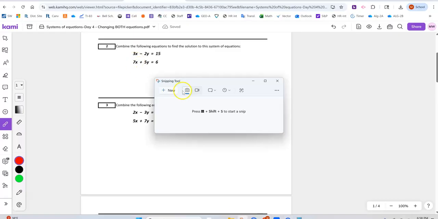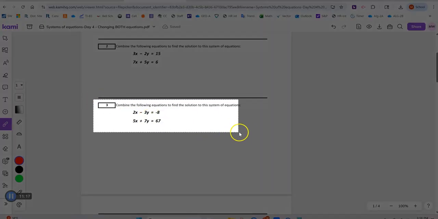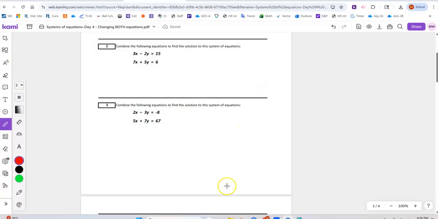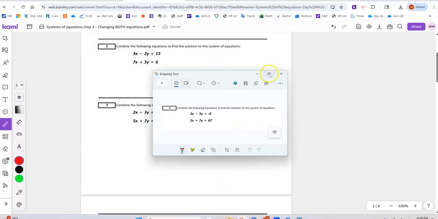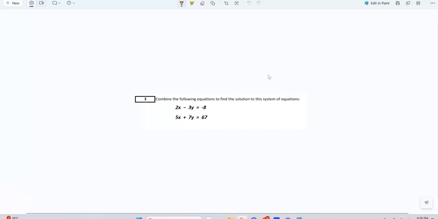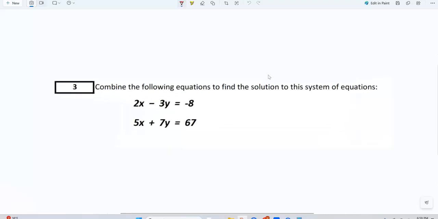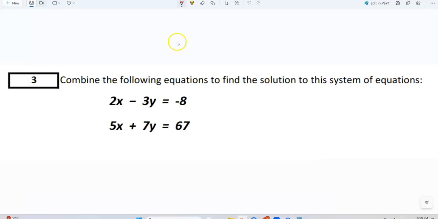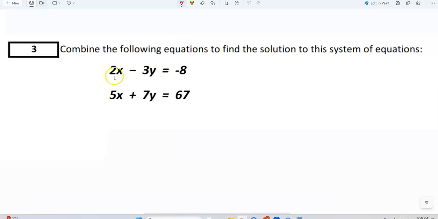First, I'm going to put it somewhere else so I can write on it a little bit better. Let's make it bigger. Okay, so I look at this and I say, what do I multiply by 2 to get to 5? 2 times 1 is 2, no. 2 times 2 is 4, no. 2 times 3 is 6, no. So nothing works.